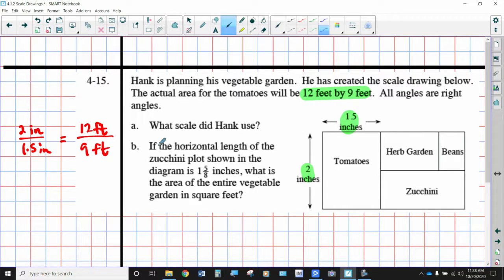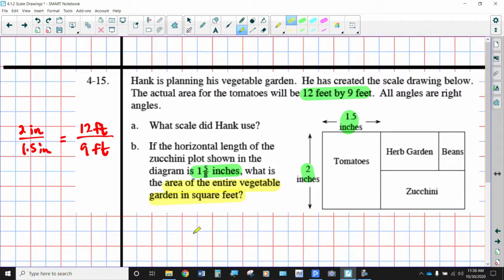But the second part is, if the horizontal length, that's the horizontal length here, of the zucchini plot in the diagram is 1 5/8 inches, then what is the area of the entire vegetable garden in square feet? Okay, so we know that the length is going to be 1 5/8, and so we're looking to find the entire area of the vegetable garden.